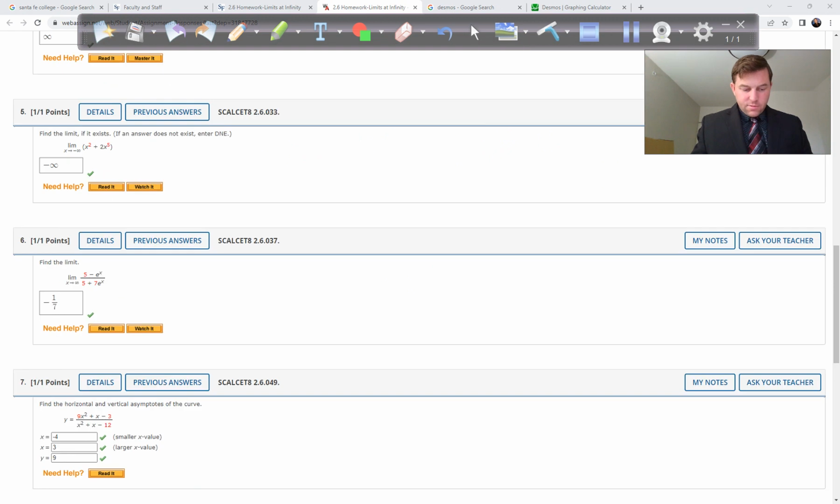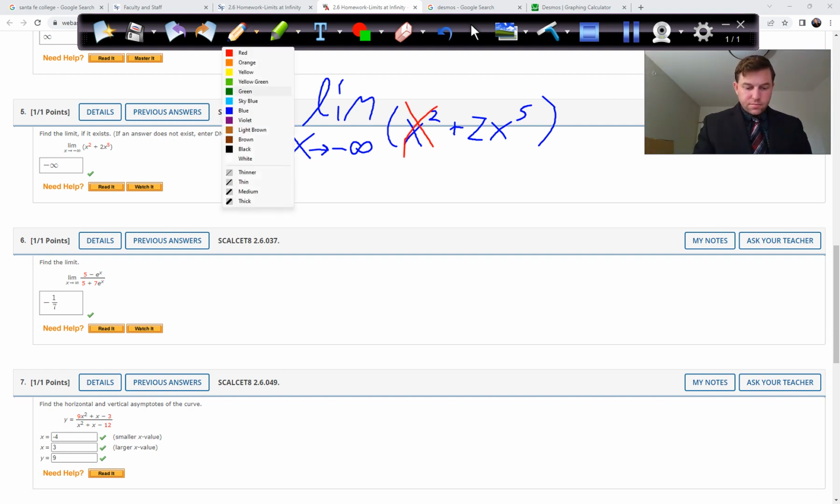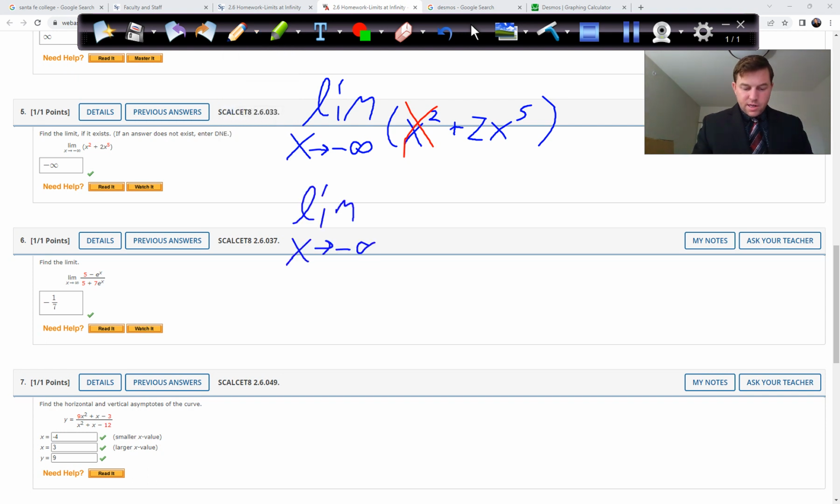For problem 5, we'll do a similar analysis. We have the limit as x approaches negative infinity, so the x values are growing to the left, negative values, of x squared plus 2x to the 5th. Now x to the 5th is going to grow so much faster than x squared that I don't even need to worry about this x squared. So we're going to have the limit as x approaches minus infinity of simply 2x to the 5th.